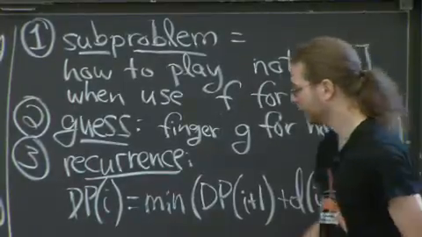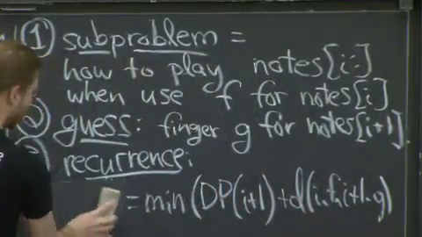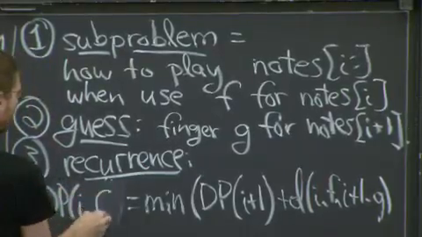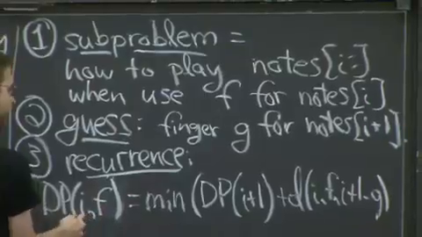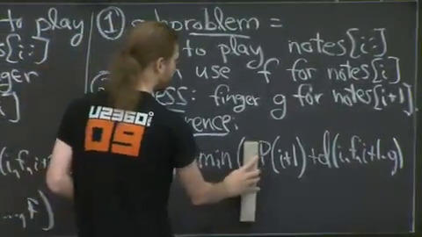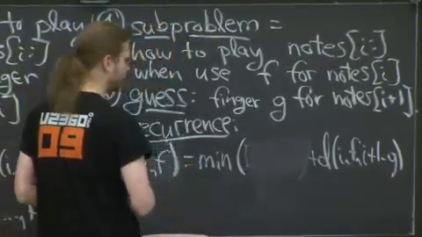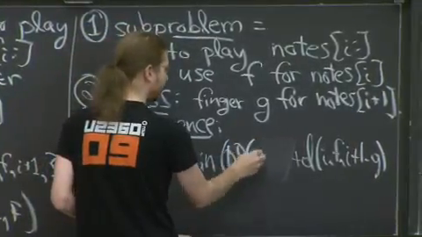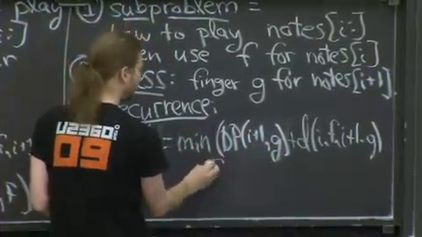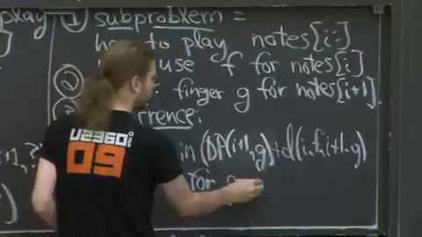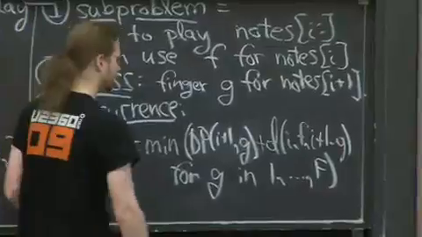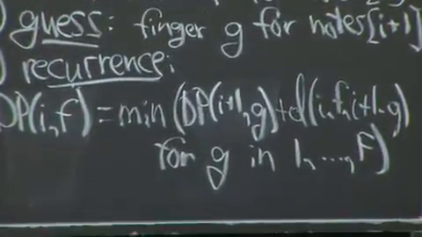This is slightly wrong, though. It's a copy-paste error. This should really be dp of i comma f, because now a subproblem consists of 2 things. Which suffix am I in, and what's my finger for note i? And so when I call dp, I also have to provide 2 arguments. It's going to be dp of i plus 1, comma g. And then I'm looping over g. I'm trying all possibilities for g. And that's the recurrence.